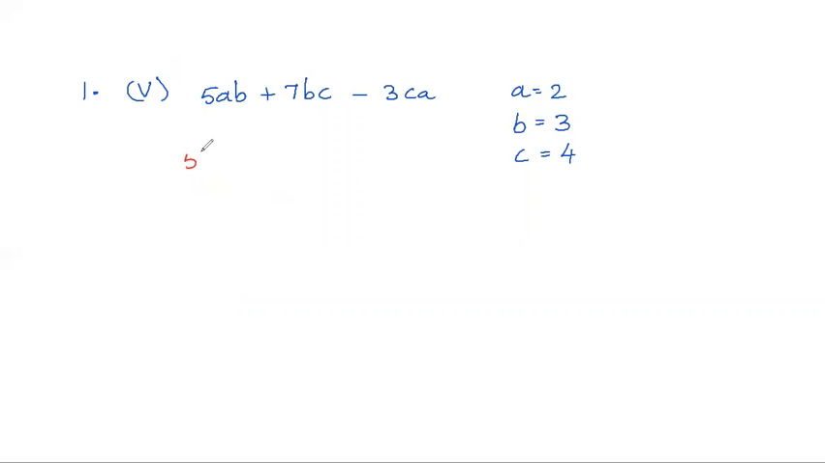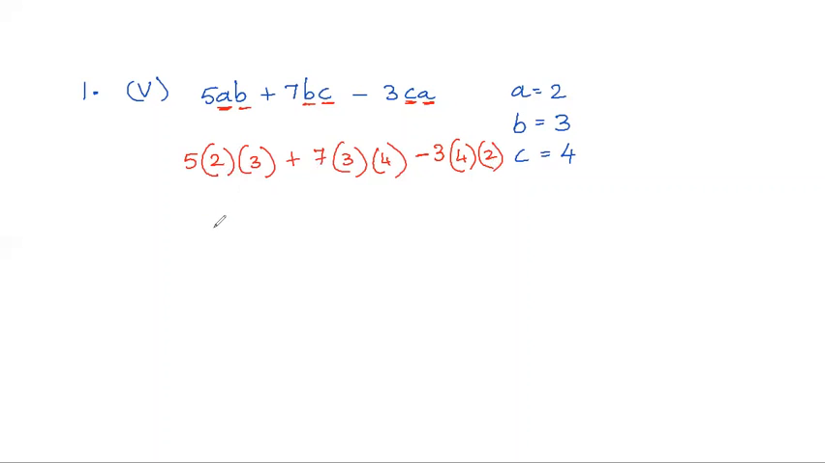The same way. 5 times, what is a? 2. What is b? 3. Plus 7 times, what is b? 3. What is c? 4. Minus 3 times, what is c? It is 4. Again, what is a? It is 2. So now you have to multiply and then do the addition or subtraction relevant to it.